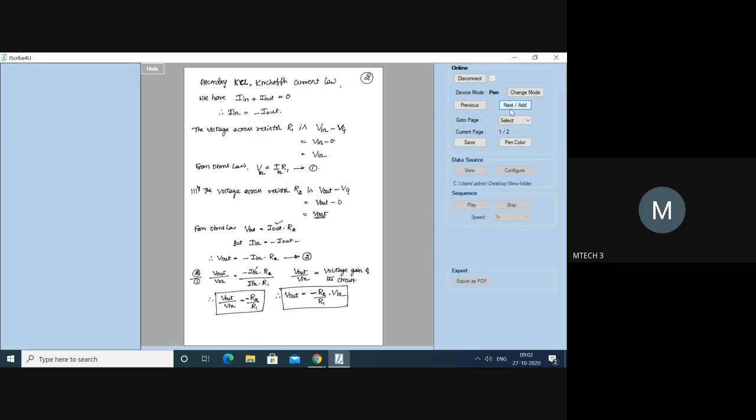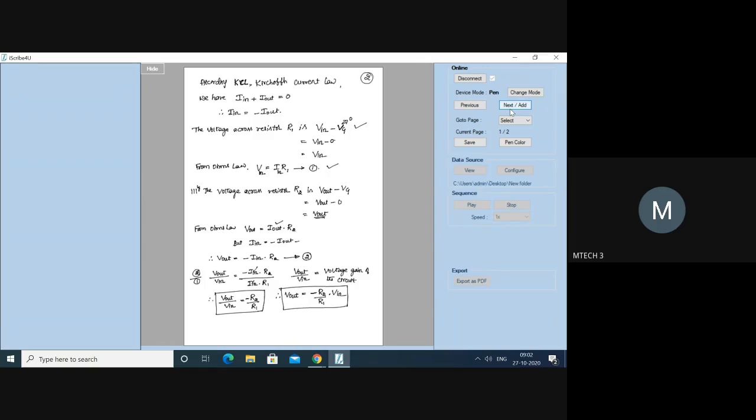According to Kirchhoff's current law, I in will be equal to minus I out. That means the summation of current at the junction is equal to 0. So we calculate the voltage across resistors R1 and R2. First, the voltage across resistor R1 is V in minus VG. VG is the ground potential, equal to 0. Therefore, the voltage across R1 is V in. From Ohm's law, V in is equal to I in times R1.